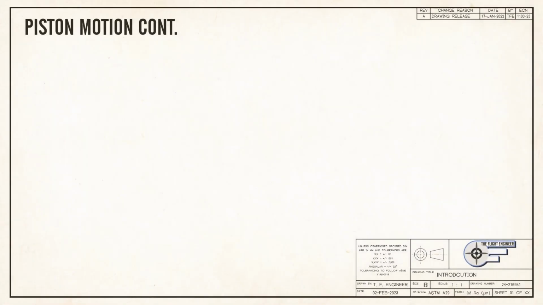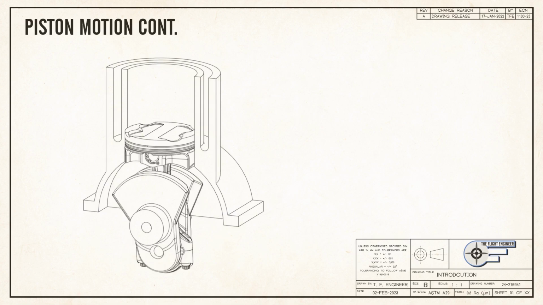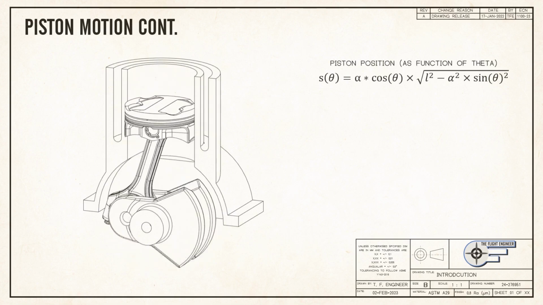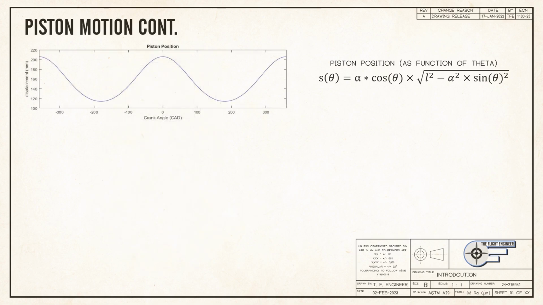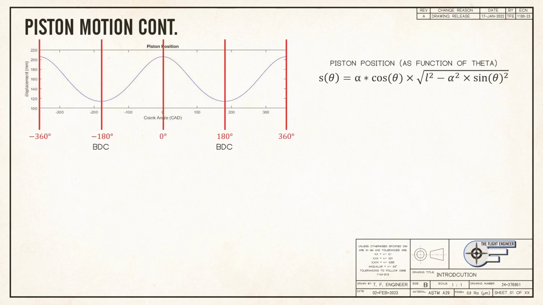Now we can observe the assembly's motion and the equation that describes it. Graphing the wrist pin's position over two full rotations gives us the following plot. Here, we can identify that at positive and negative 180 degrees, the piston is at the bottom of its travel, or BDC. Similarly, at positive and negative 360 degrees, as well as 0, the piston reaches the top of its travel, or TDC. In a 4-stroke engine cycle, these segments represent the intake, compression, power, and exhaust strokes. More on that later.